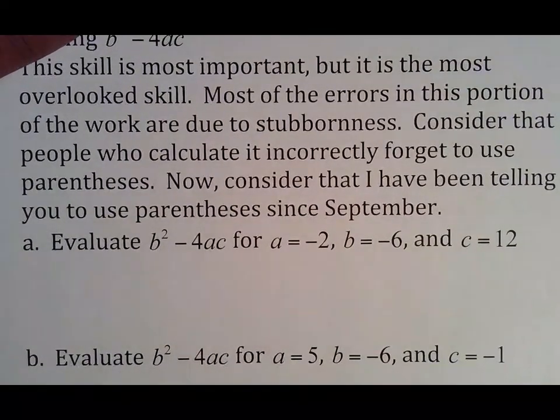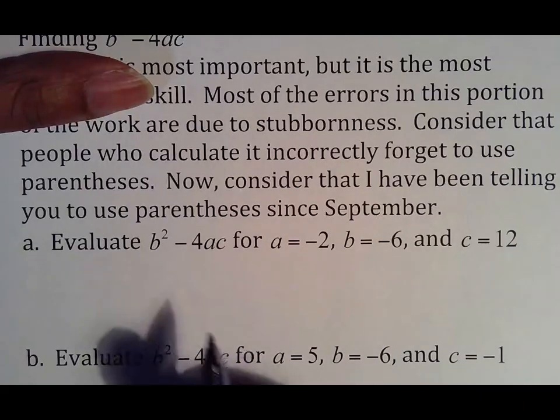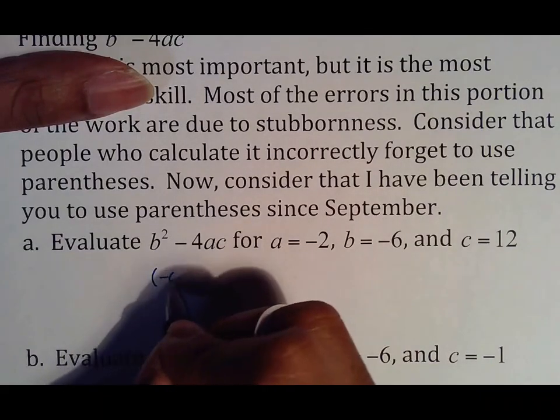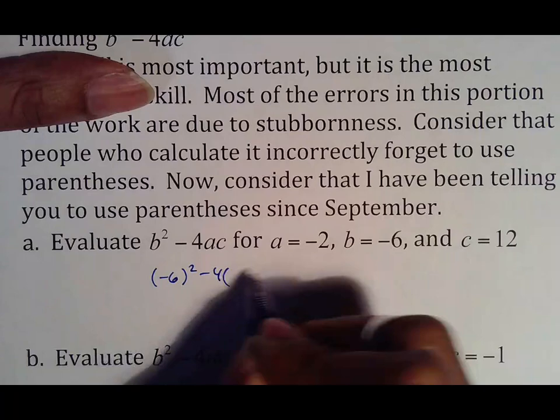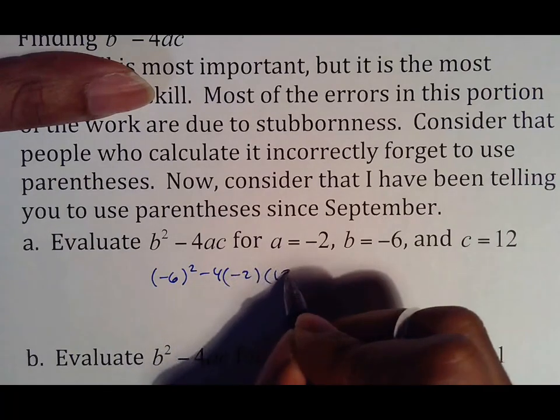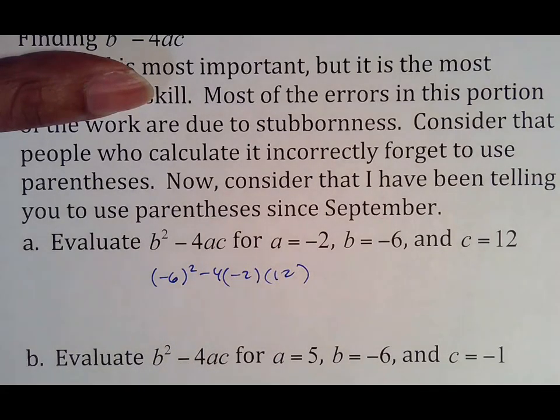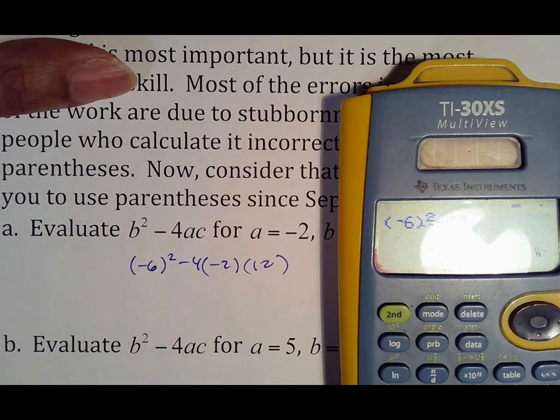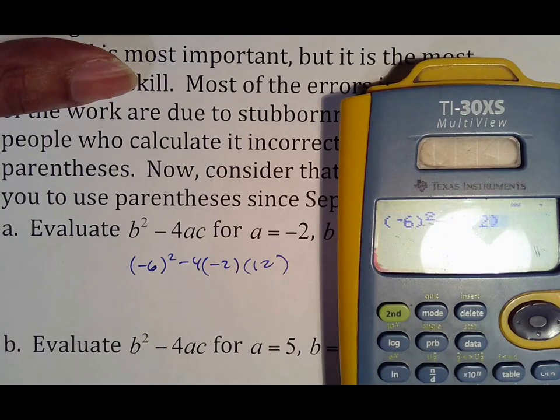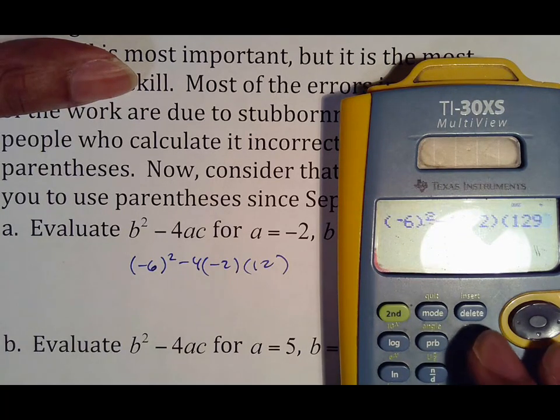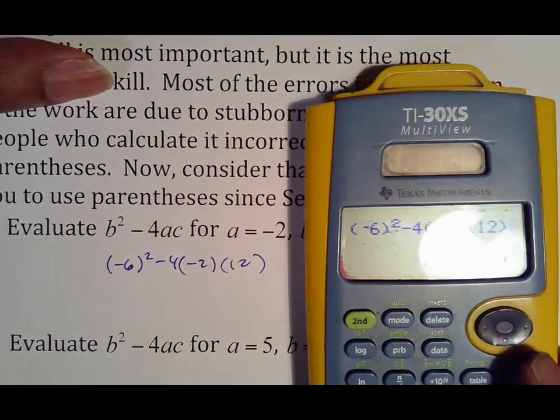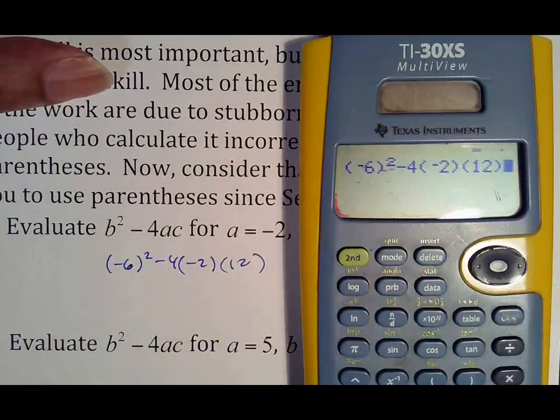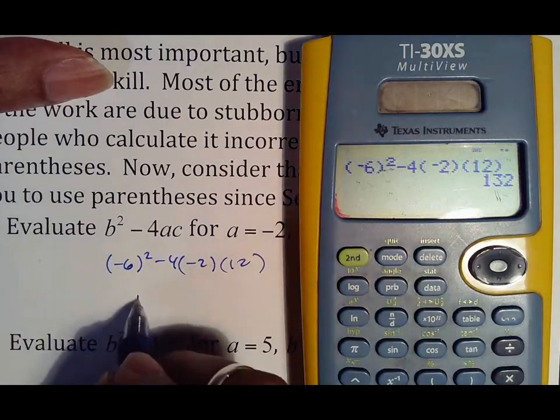Now consider I've been telling you to use parentheses since September. All you have to do to answer this is simply substitute appropriately. It's negative 6 squared minus 4 times negative 2 times 12. If you write it that way, that's good. But you also have to type it that way. You have to type parentheses negative 6 close squared minus 4 parentheses negative 2 close 12 close. And it needs to look exactly like it does on paper. That will give you the right answer.